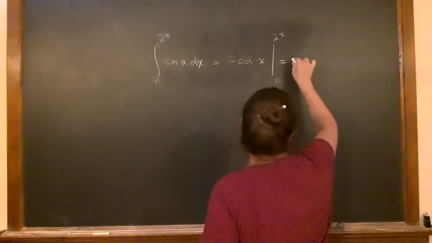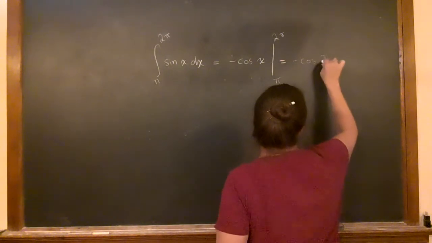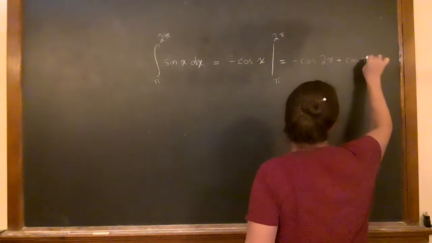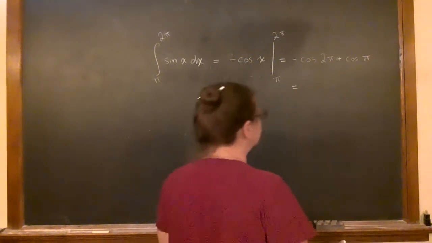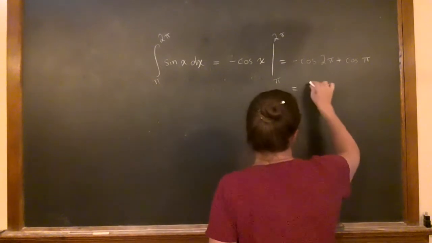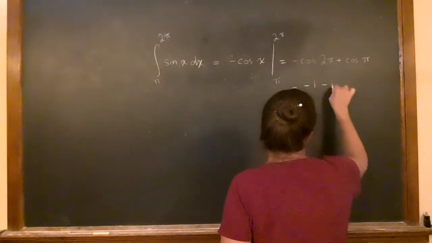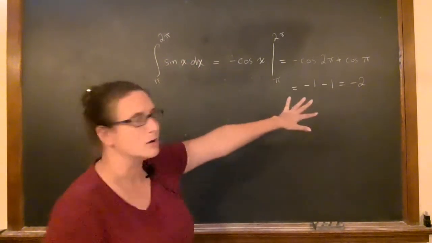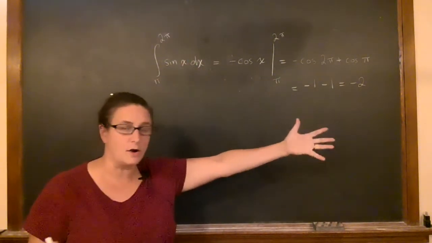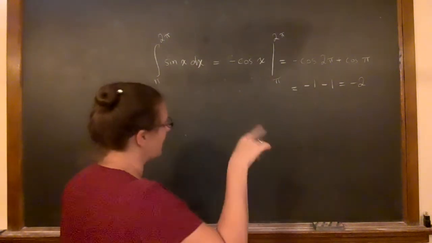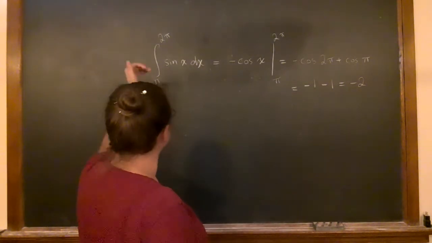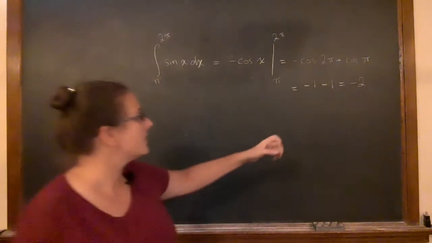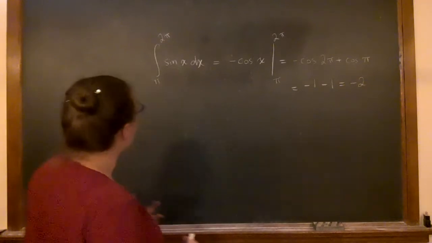And what do I get? I get minus cosine of 2 pi minus cosine of pi. So then this is negative 1, so negative 1 minus 1, and so I have negative 2. So you see, it's a number. This is area. We know this is sine x, and if I look at what it's doing between pi and 2 pi, it's actually under the graph, so it makes sense that I have a negative value.